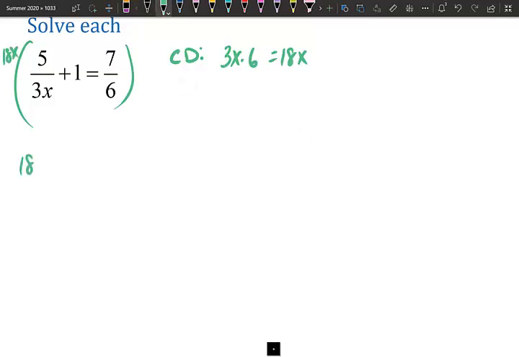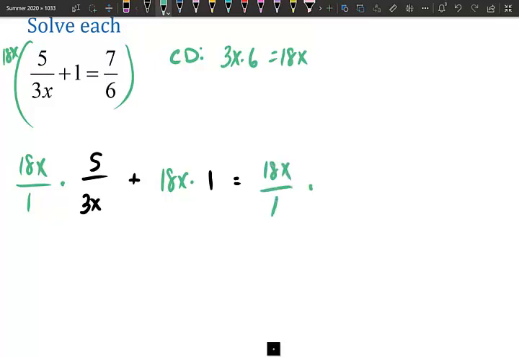So we have 18x over 1 times 5 over 3x. And I did 18x over 1 because we're talking about a fraction right there. So plus 18x times 1. There's no fraction right there, so I don't need to put the fraction bar. And that equals 18x over 1 times 7 over 6.